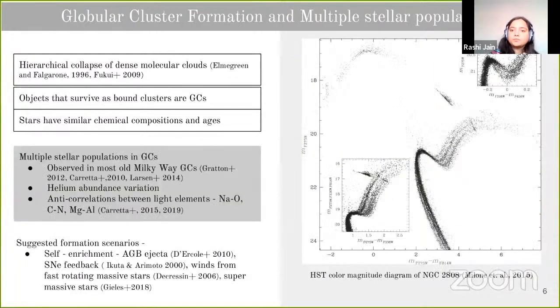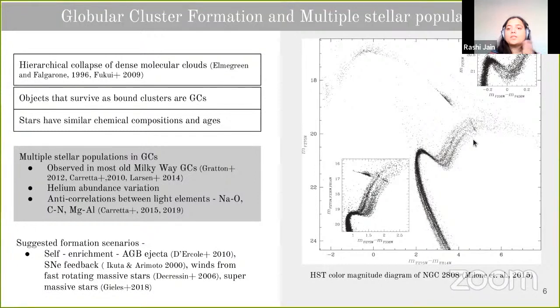But with better instruments, when we took a closer look at the color magnitude diagrams of these clusters, we saw that most of the Milky Way globular clusters display very distinct sequences within one color magnitude diagram. So here we see the color magnitude diagram of only one cluster, NGC 2808, using HST colors, and we can see very fine and narrow sequences of stars in the main sequence and giant branches as well.